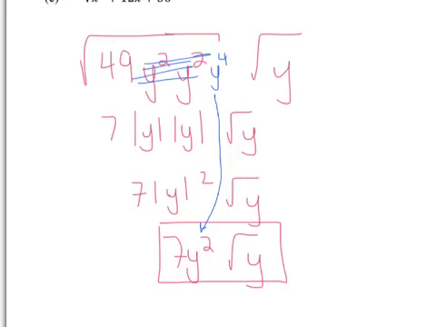And remember that your index here is really a 2. So the rule that we came up with last lesson is that you could take this 4 divided by this 2, and we'll get the exponent that remains here.